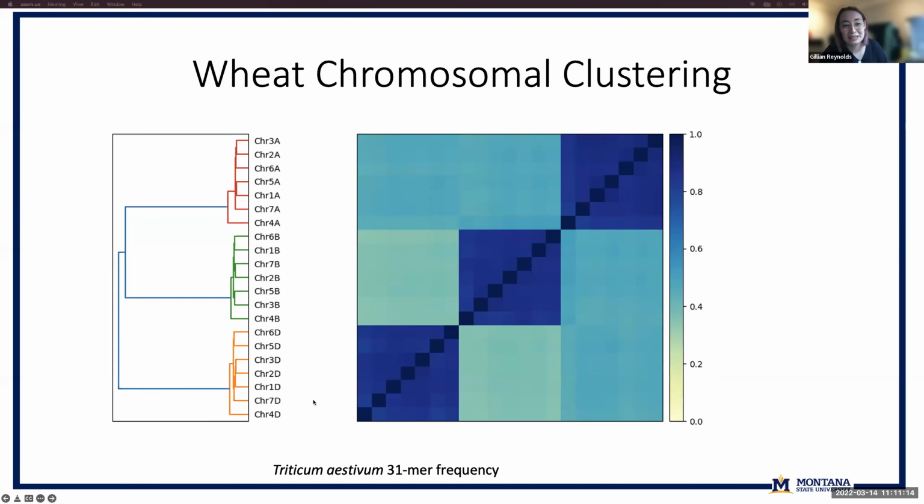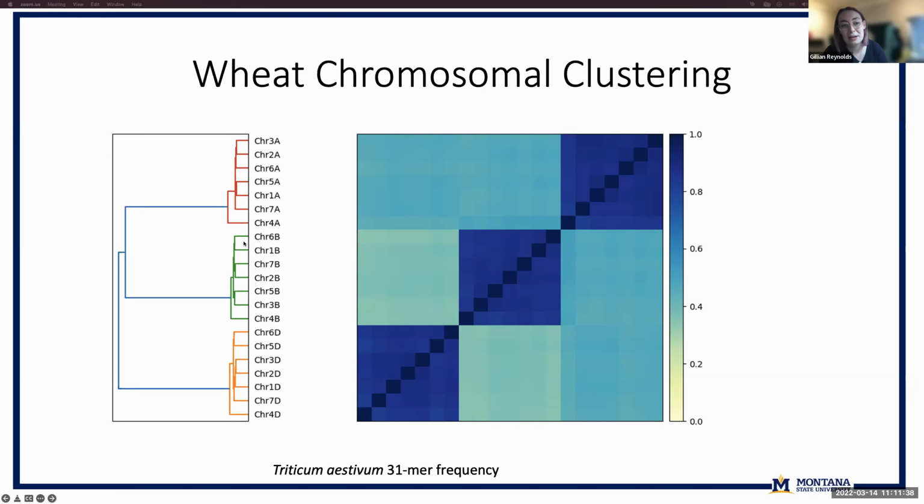Here is an example of a SourMash output from its plot feature. On the left, we have a dendrogram, and I'm using wheat for my example. In red, we have subgenome A, in green, subgenome B, and in orange, subgenome D. We can see that they form three very beautiful clusters, with the chromosomes for each subgenome forming beautifully separated clusters.